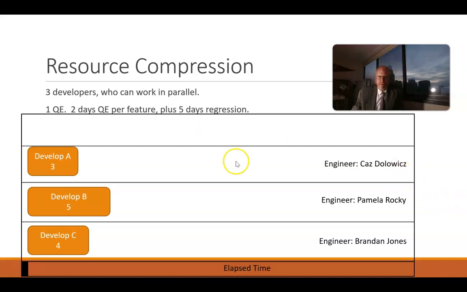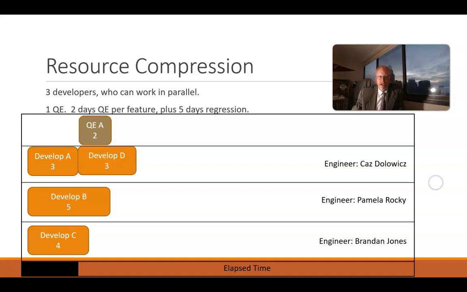So, okay, Kaz Dolowitz starts with activity A, and you can see elapsed time down here on this lower bar. We're now at day 3, activity A is complete, and so now Kaz says, okay, well, it's ready for QE. QE is available, not working on anything else, so we're going to pass that off to QE. Now days keep going. Kaz picks up activity D to start working on.